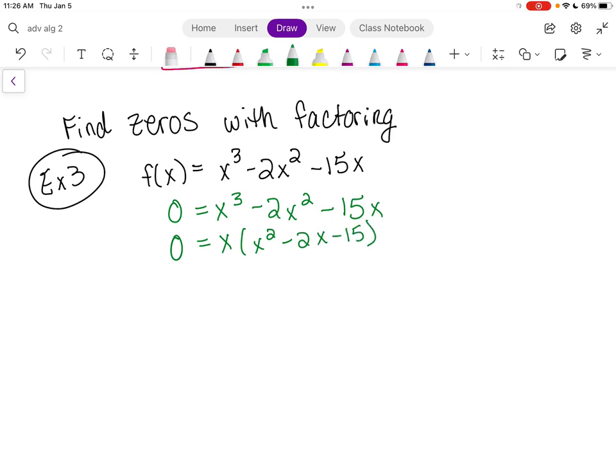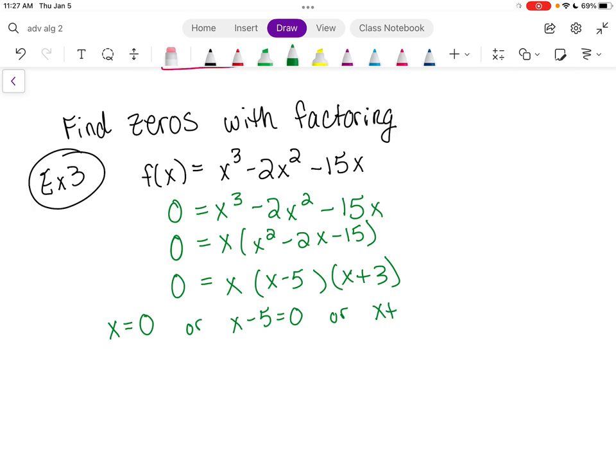Then after I pulled out that greatest common factor, I can go ahead and factor this trinomial. So to factor this trinomial, that would be x, I want to do minus 5. X minus 5, x plus 3. Yeah, that would absolutely work. So x minus 5, x plus 3. Now that it's factored, I can set each factor equal to 0 using zero product property. X equals 0, or x minus 5 equals 0, or x plus 3 is equal to 0. And here are my solutions.